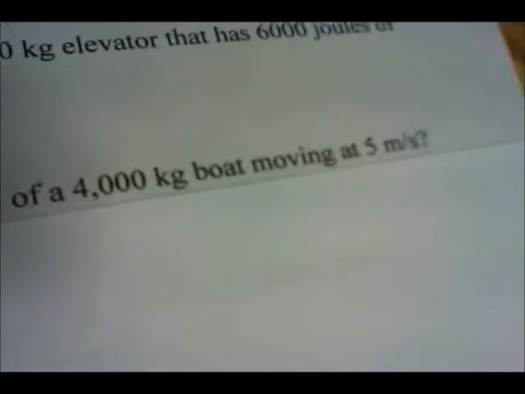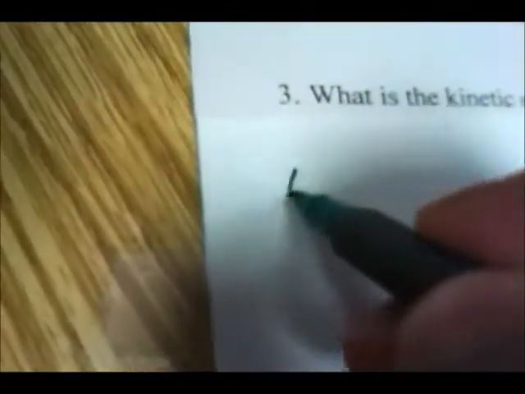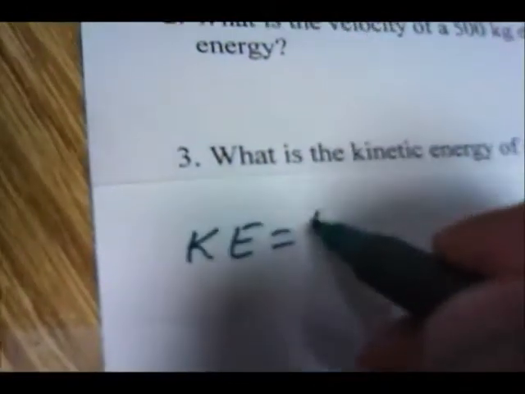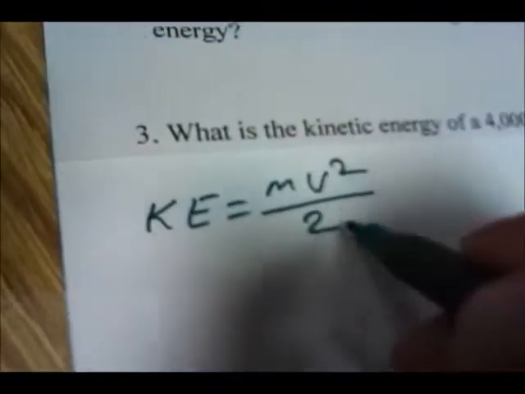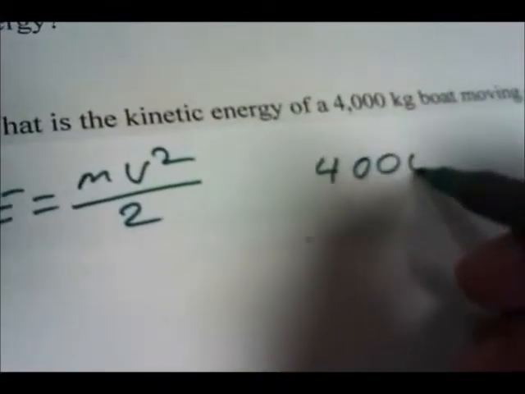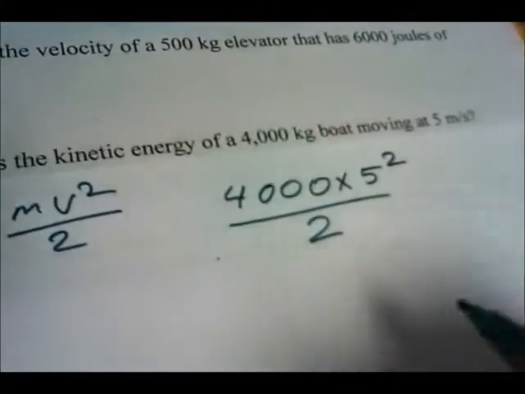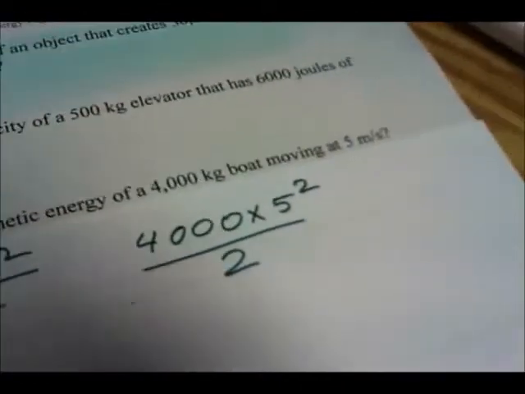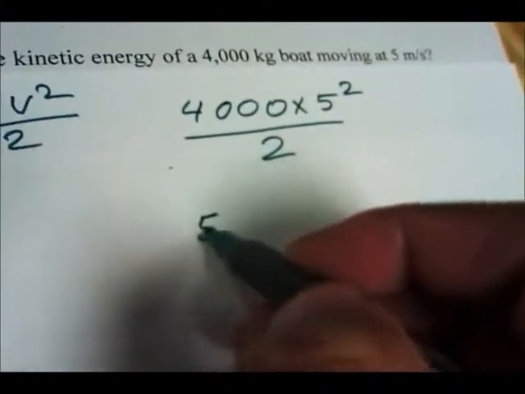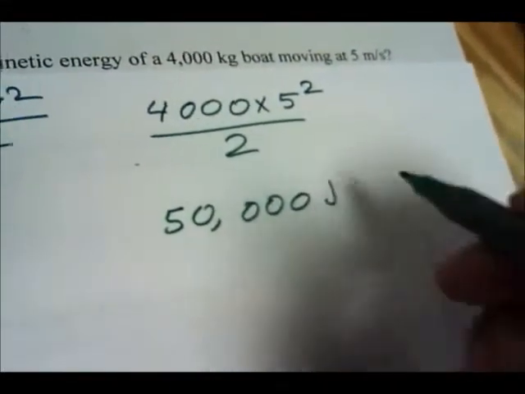This time, what is the kinetic energy of a 4,000 kilogram boat moving at 5 meters per second? Here, it tells us we're looking for kinetic energy. And so we know our equation then is going to be mv squared divided by 2. A 4,000 kilogram boat is moving at 5 meters per second. And this time, we're just going to do straight arithmetic. And when we do the arithmetic, we get 50,000. And because it's kinetic energy, we know it's going to be joules.